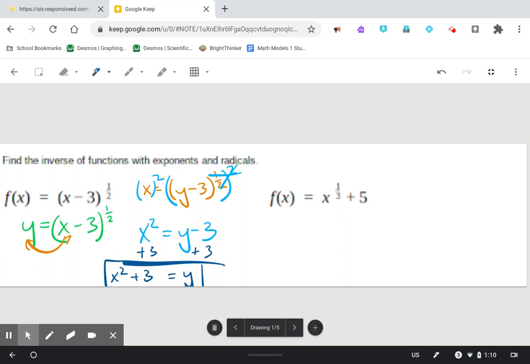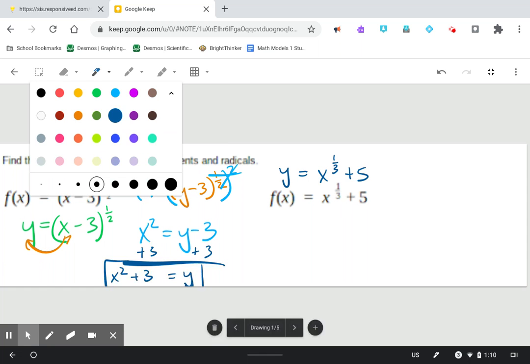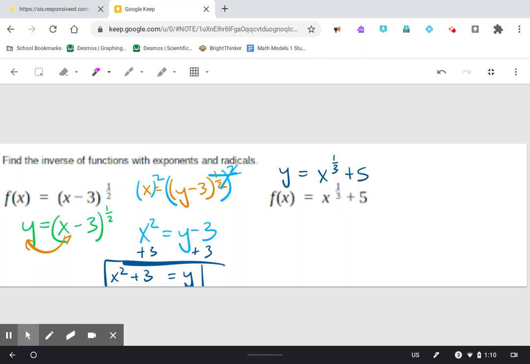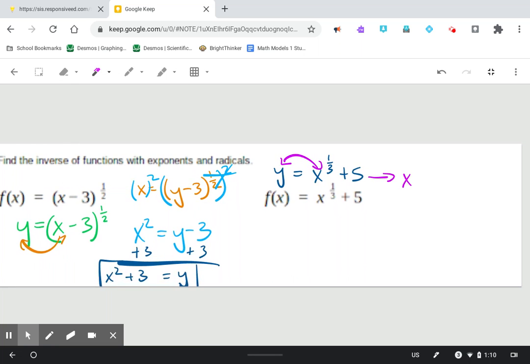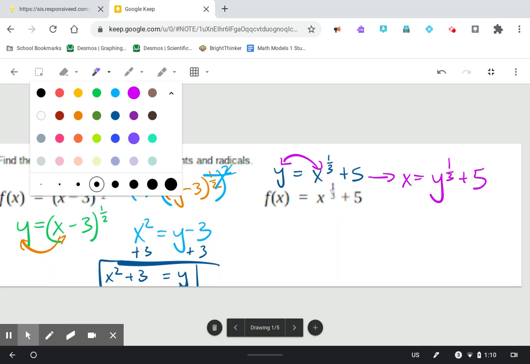Next one, again, same idea. Rewrite this as y equals x to the 1/3 plus 5. We're going to switch the x and the y like we've been doing. It's going to end up being x equals y to the 1/3 plus 5. And we're going to start solving.